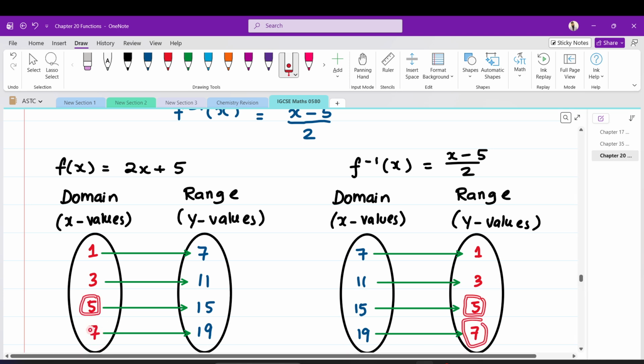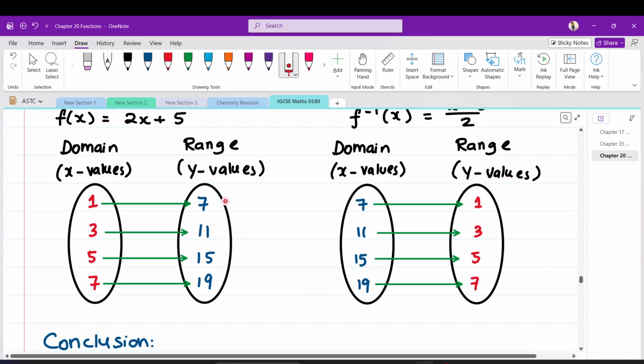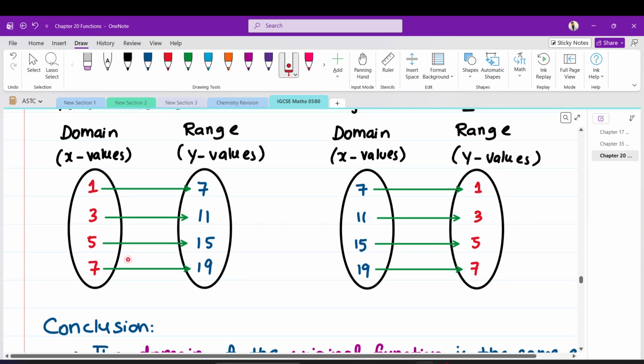So what can we conclude from here? And also one more thing, if you notice, the range of my original function is the same as the domain of my inverse function. That's why you can see the blue matches with this blue, and this red matches with this red. So what can we deduce from this?